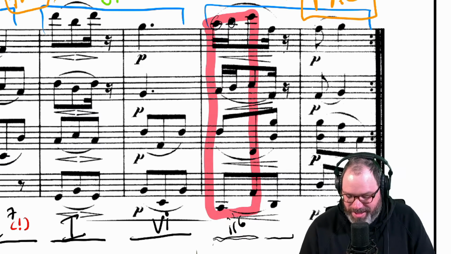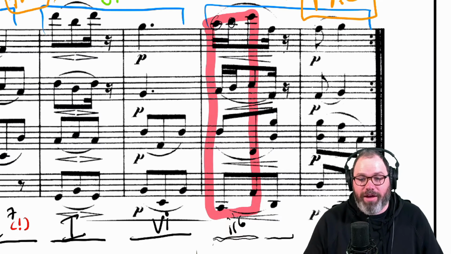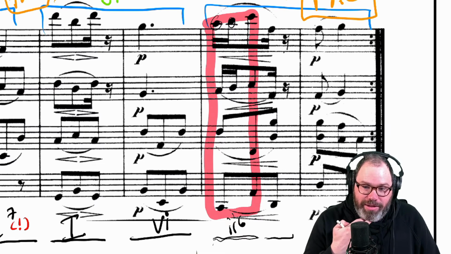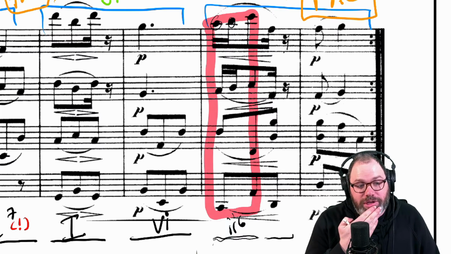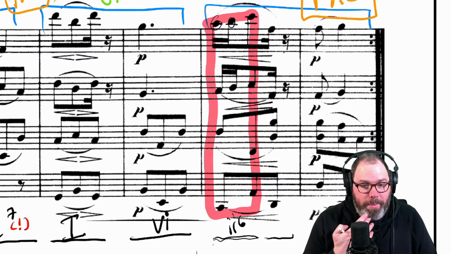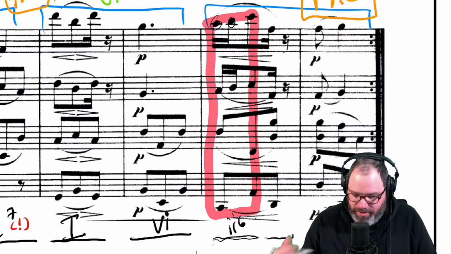And then the third beat in this measure, what do we have? This is no longer A, C, and E. You can tell because the bass changes to a D. What do we think is in that measure? 5/7, yes.